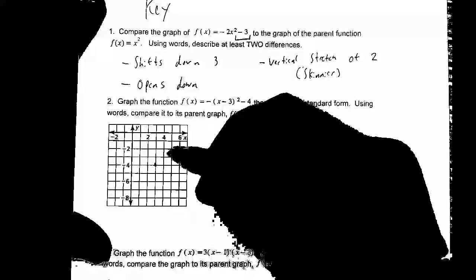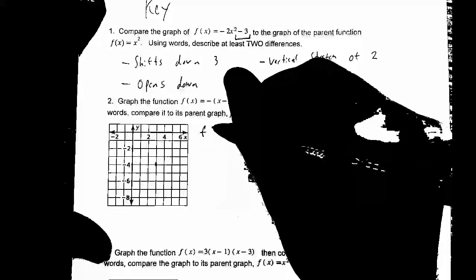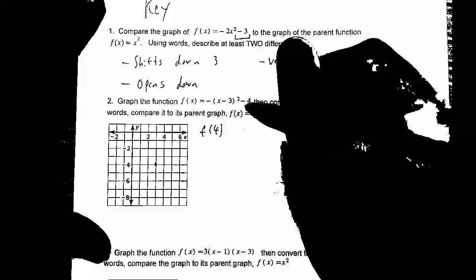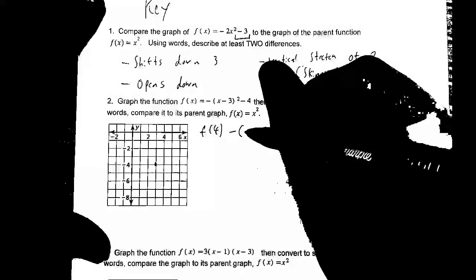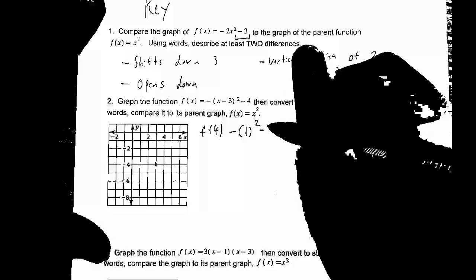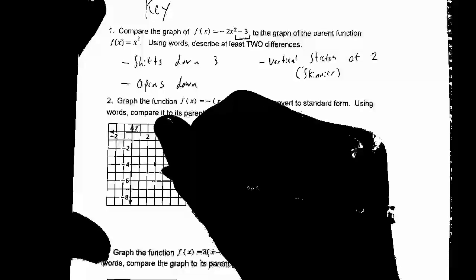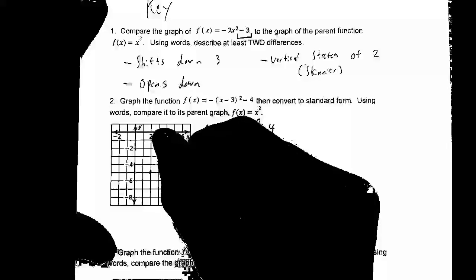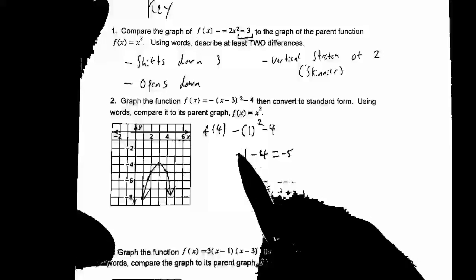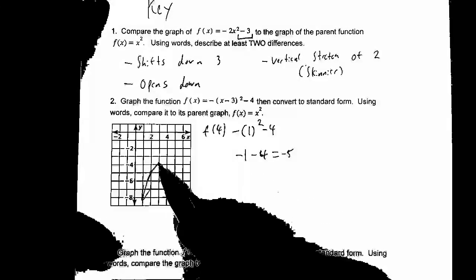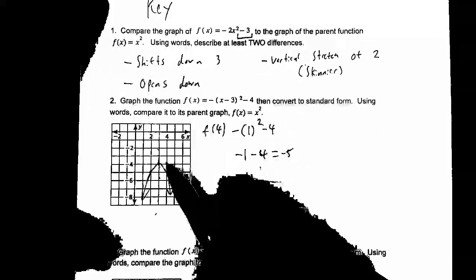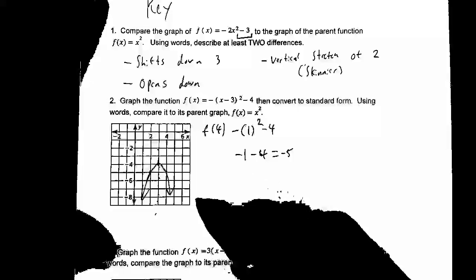Let's figure out what f of 4 is, because that's right next to 3. So we would get negative (4 minus 3), 1 squared, minus 4. So it's negative 1 minus 4, which is negative 5. So we're going to have a curve like this. We found the vertex, and we plugged in a point next to the vertex. The vertex is at 3, so we plugged in a 4. Since it's symmetrical on both sides, if it's negative 5 here, it's got to be negative 5 here. So I can draw my sketch from there.